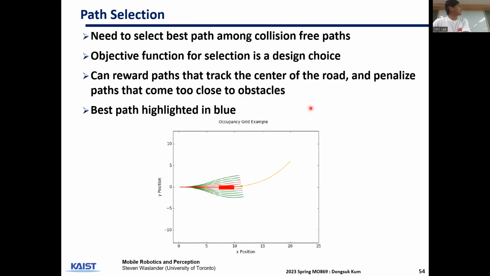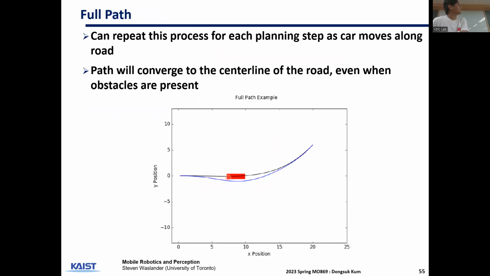For path selection, we need to select the best path among the collision-free paths. To determine the best path, we use the objective function, and this objective function is based on our design choice. For example, we can reward paths that track the center of the road or penalize paths that come too close to the obstacles. The best path is highlighted in blue. Here's an example of the selected path using the previous planning.